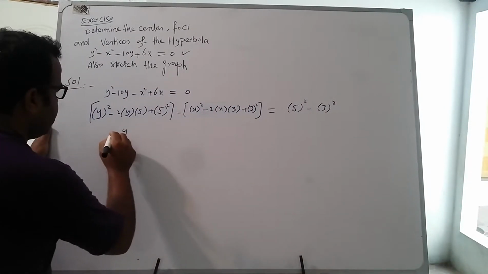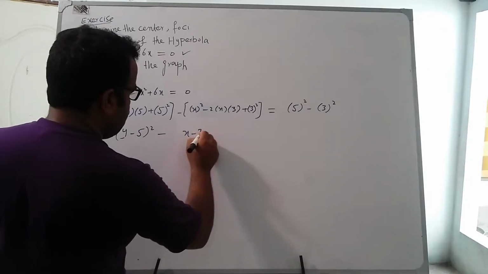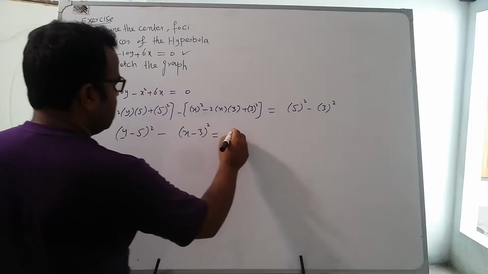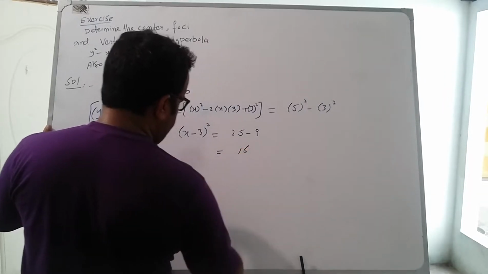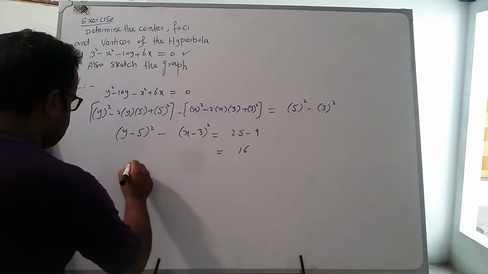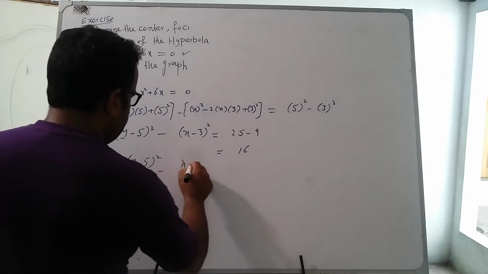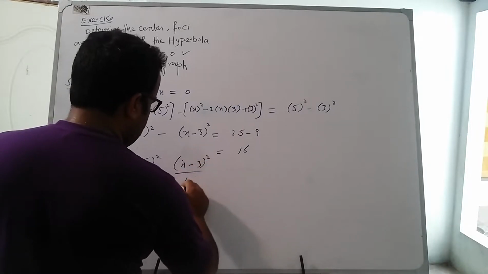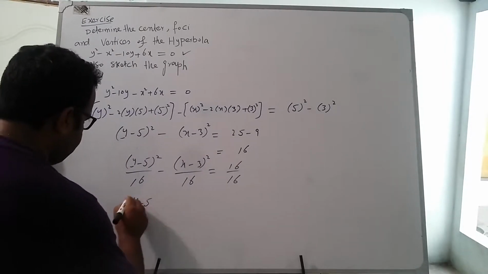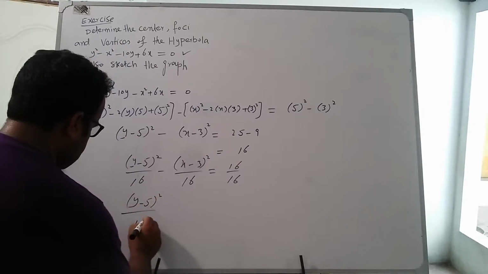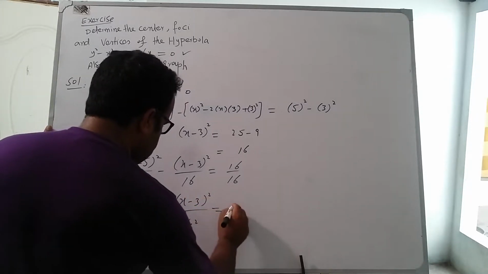It will convert into y minus 5 square, and this will convert into x minus 3 square is equal to 25 minus 9, which is equal to 16. Divide on both sides by 16. Y minus 5 square over 16 minus x minus 3 square over 16 is equal to 16 over 16. So it can be written as y minus 5 square over 4 square minus x minus 3 square over 4 square is equal to 1.